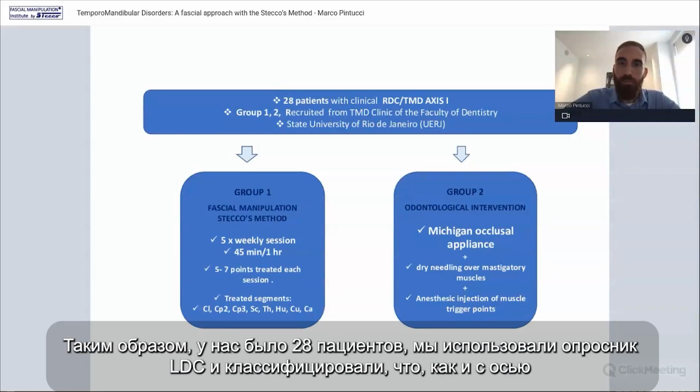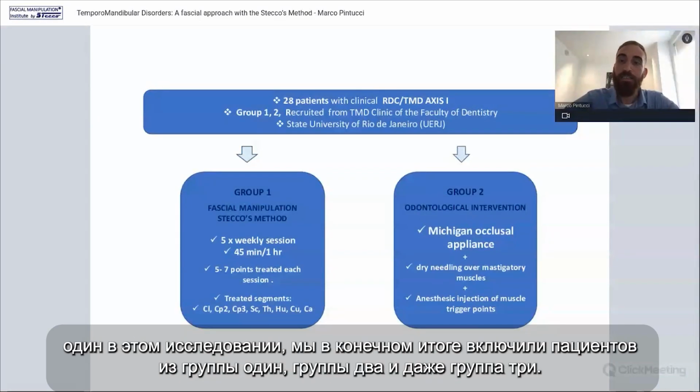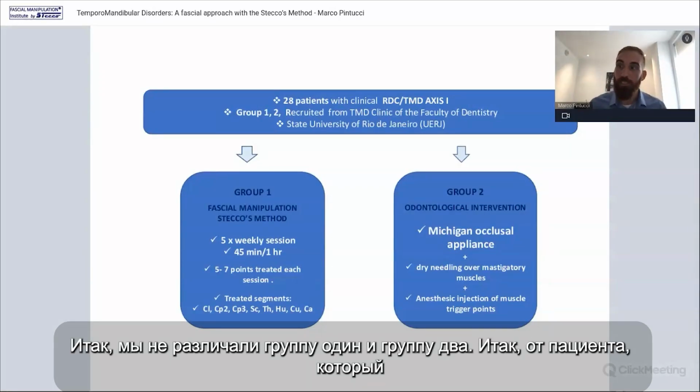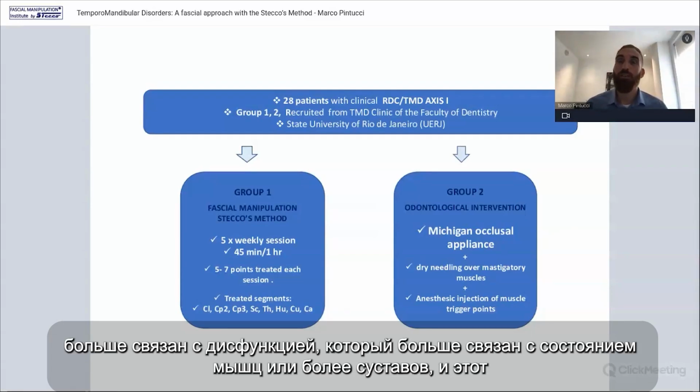So we had 28 patients with positive RDC questionnaire and classified as Axis 1. In this study, we ended up including patients from group 1 and group 2 and even group 3, so we didn't distinguish between group 1 and group 2, from patients which are more related to dysfunction, which is more related to the muscle condition or more articular.